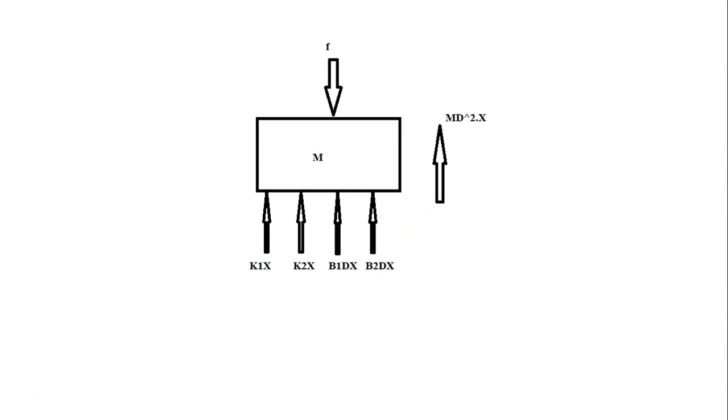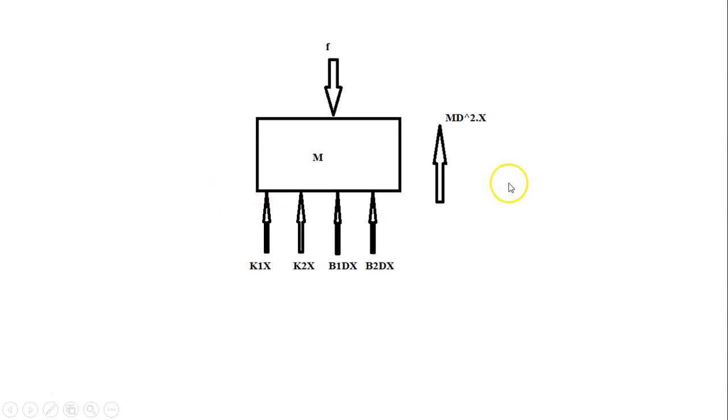And what is acceleration? Acceleration is equal to d2x upon dt square. Therefore, that d2 upon dt square we have replaced by d square, that is D squared. Therefore, accelerating force is also acting in the downward direction, and opposite to that we have to consider inertia force. Inertia force and accelerating force are always equal and opposite. Therefore, inertia force is also acting in the upward direction, m D squared x.